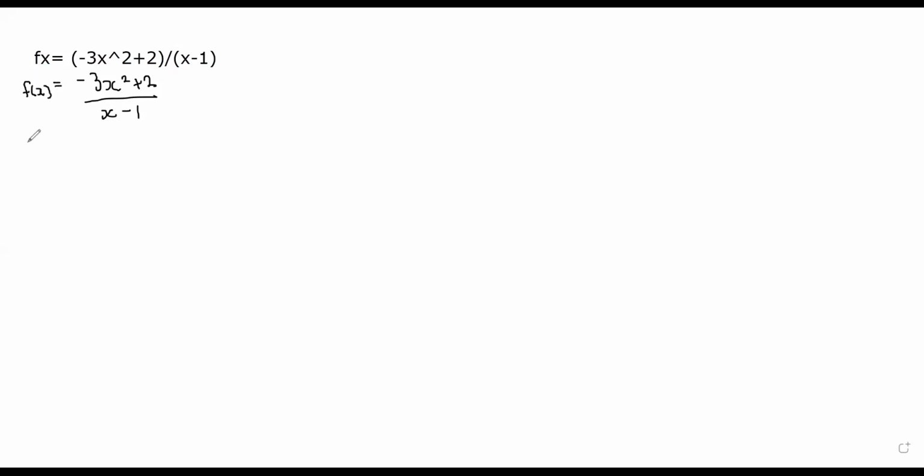All right. Domain. x can be anything, but x cannot equal 1. Same steps. Intercepts. Go for it. Let's do the y-intercept first. If x equals 0, what is f of 0? Well, that's 0 plus 2 over 0 minus 1. So the y-intercept is (0, negative 2).